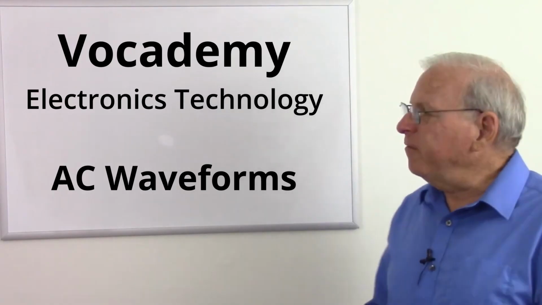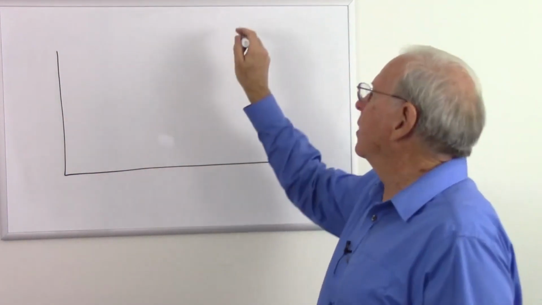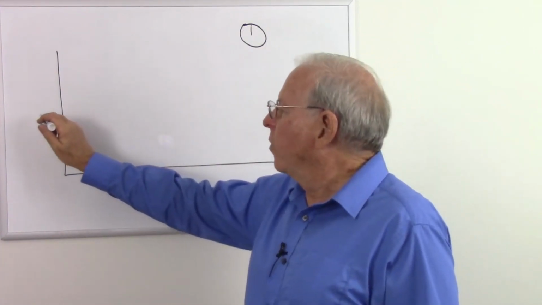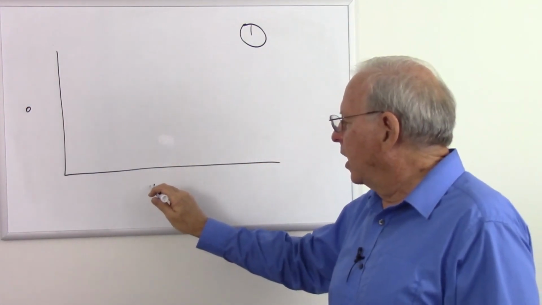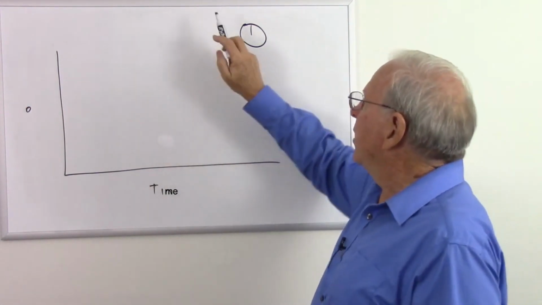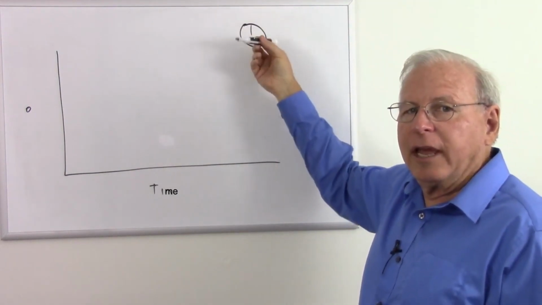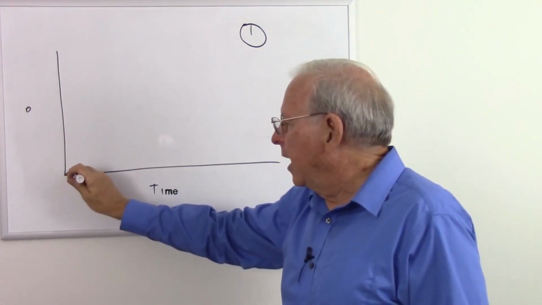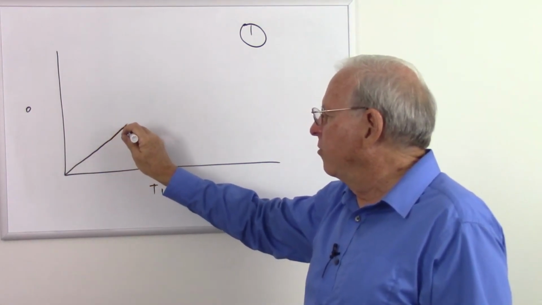Today I'm going to talk about AC waveforms. In the previous video, we showed how the time domain works and how we can plot something. We used the minute hand of a clock and showed the degrees compared to time: as that hand goes around to 90 degrees, 180, 270, and 360 back to zero, we would see it go, over time, 90 degrees, 180, 270, 360, and zero.